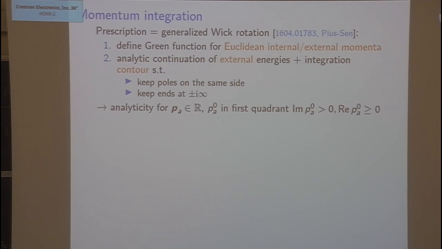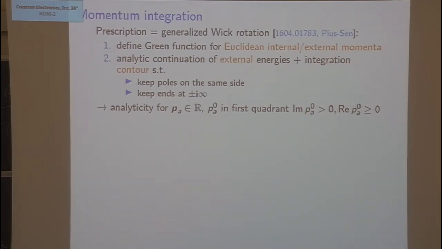Okay, so now to solve this problem, you have to generalize the Wick rotation. This was done by Ashok and Troost. So first you define the Green function for Euclidean internal and external momenta. And then you do an analytic continuation of the external energy and of the integration contour, such that you keep the poles on the same side, and you keep the ends of the contour at plus and minus infinity.